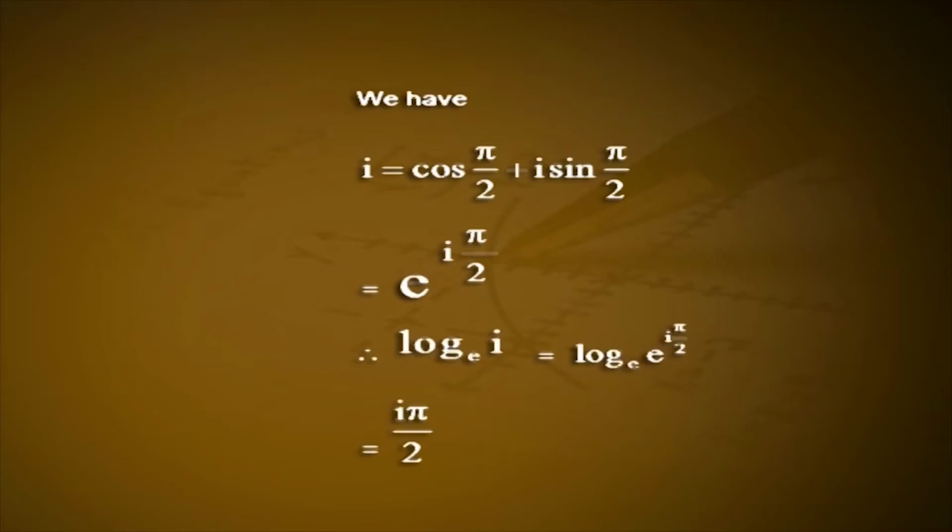Problem number 2. Find the value of log i base e. Solution. We have i is equal to cos pi by 2 plus i sin pi by 2, which is equal to e to the power of i pi by 2. Therefore, log i base e is equal to log e to the power of i pi by 2 base e, which is equal to i pi by 2.